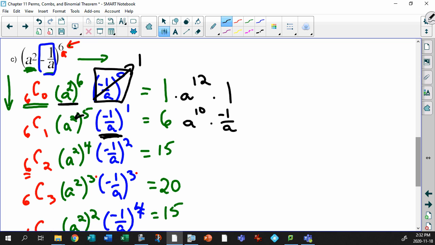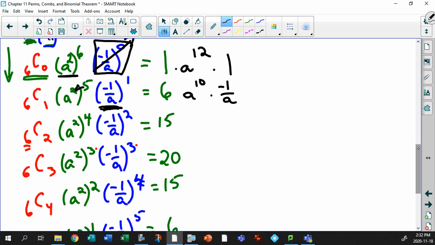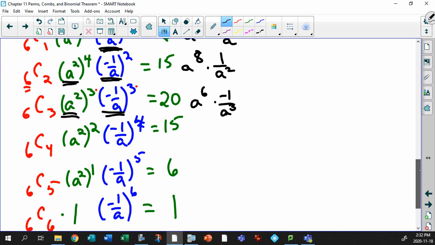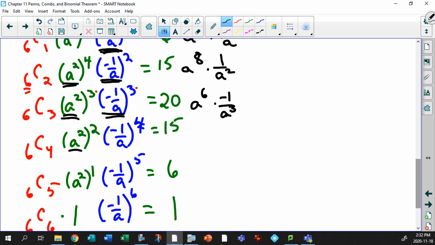Oh, woof. Okay, let's look at the next one. Isn't this a to the 8 times, now remember it's squared, so that negative is gone. This will be 1 over a squared. Okay, this will be a to the 6 times, the negative is back, negative 1, a to the 3. Huh, cool. Look at this. This is a to the 4 times, the negative is gone again because this is an even number. So that's going to be 1 over a to the 4.